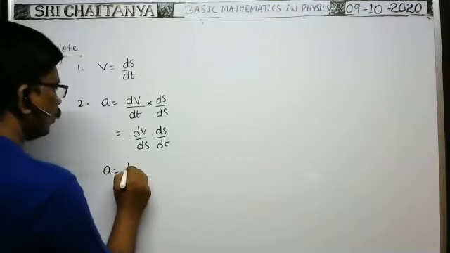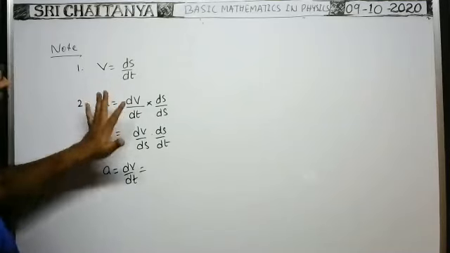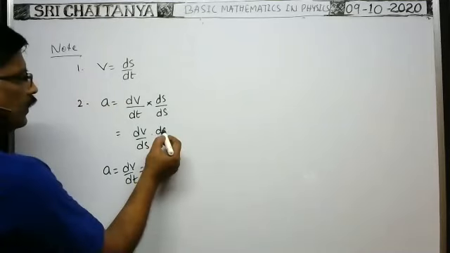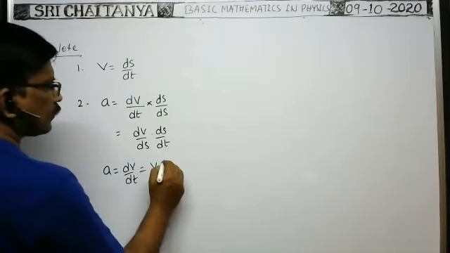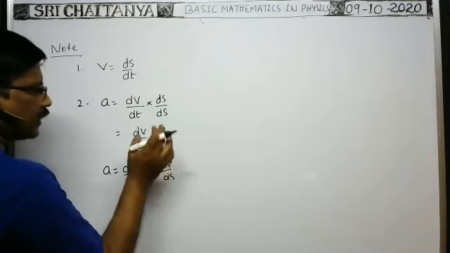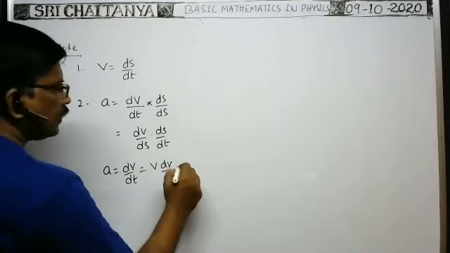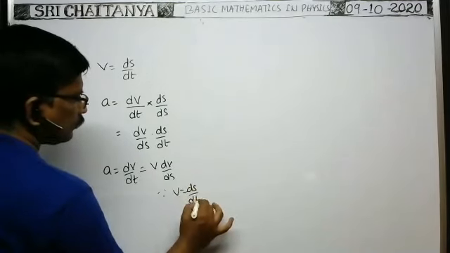Therefore, acceleration is equal to dv by dt. Generally acceleration is dv by dt, right. That is equal to, ds by dt is v. So v into dv by ds. That is, acceleration can be written in terms of displacement s as v into dv by ds, since v is equal to ds by dt.